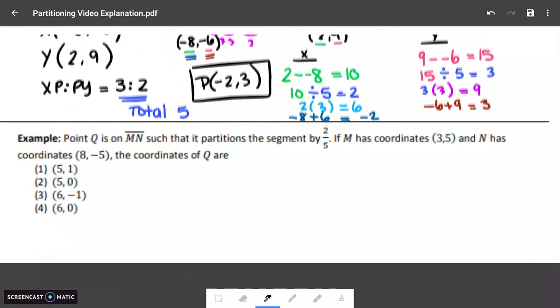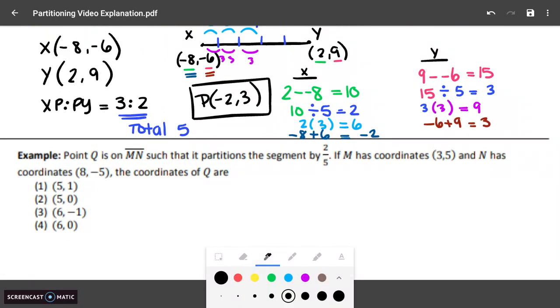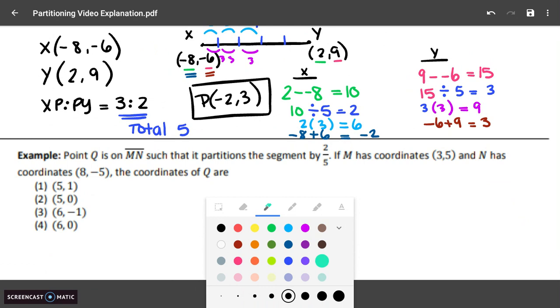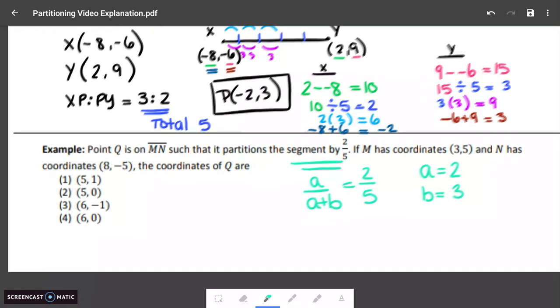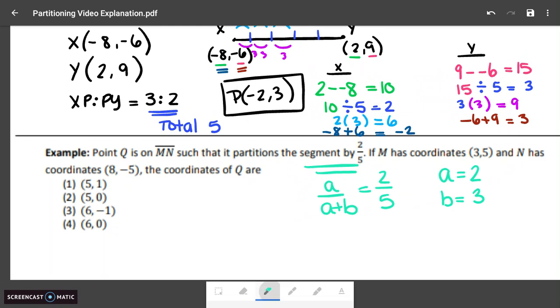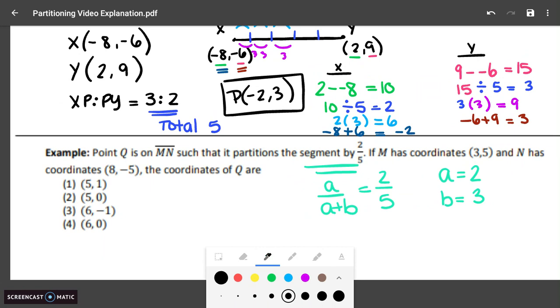So one example that I wanted to point out, it's a little different than ones we've dealt with recently, is we have point Q that's on MN such that it partitions the segment by 2/5. So this is the first time we haven't talked about a ratio. So remember, A over A plus B is 2/5. So we know A, that first part of the ratio, is 2. The second part of the ratio is going to be 3. So it's just a different way to word this problem. Okay, so we're splitting that up into a 2 to 3 ratio, or you could use that as A over A plus B in the formula.